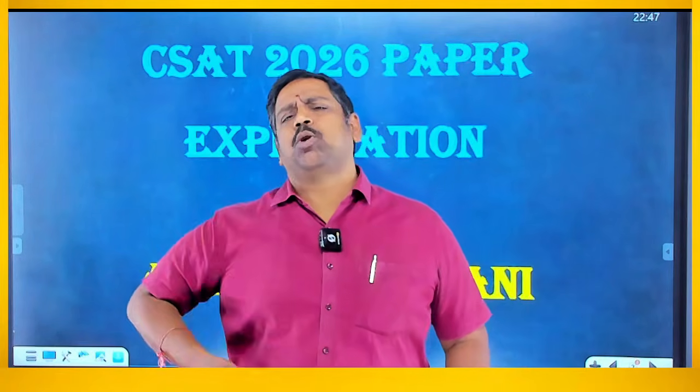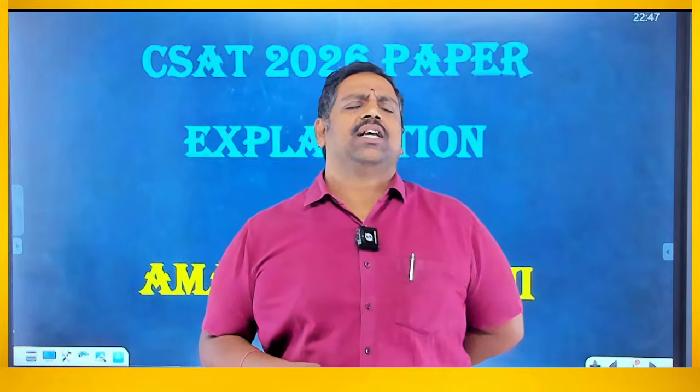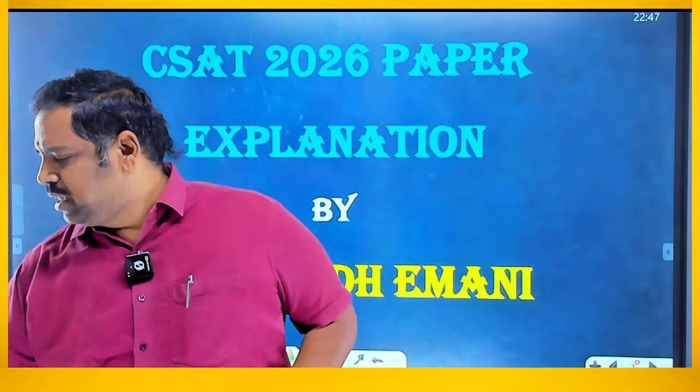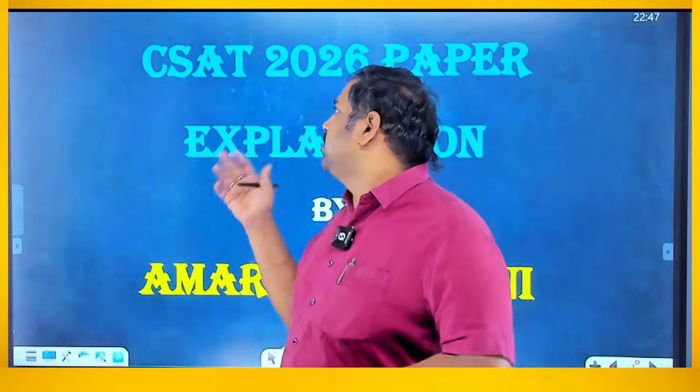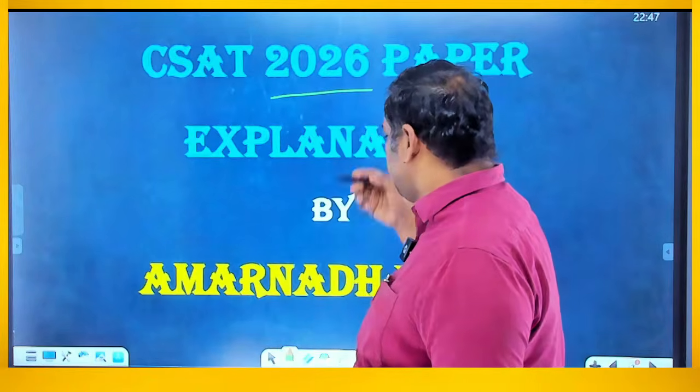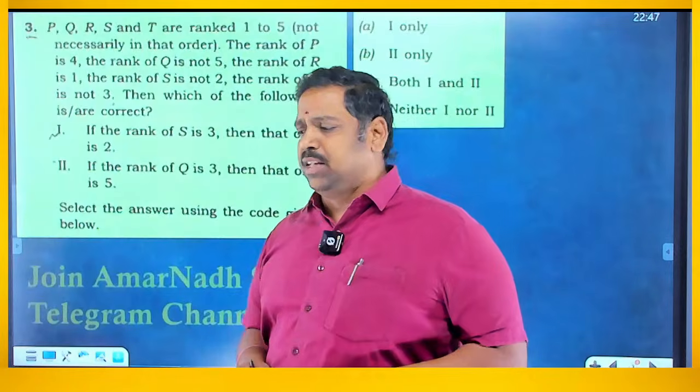But except some problems, he gave 0 to 1, the anomaly of x and x square, etc. Such concepts he used as usual, because every year he uses at least some of such tricks, right? Now let us see the CSAT 2026 paper explanation by myself, AmarNadh Emani. Let us see the problems one by one.